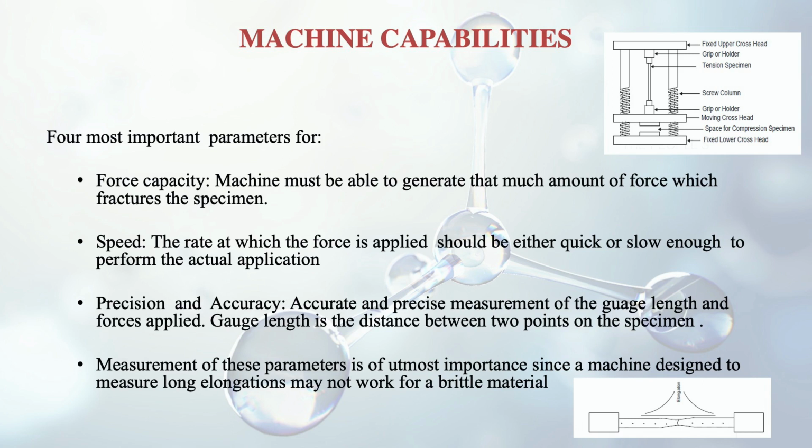And what is gauge length actually? Gauge length is the distance between two points on the specimen, which we will be able to see in the figure also, which will be coming up in the slides further. And finally, measurement of these parameters is of utmost importance, since a machine designed to measure long elongations may not work for a brittle material.